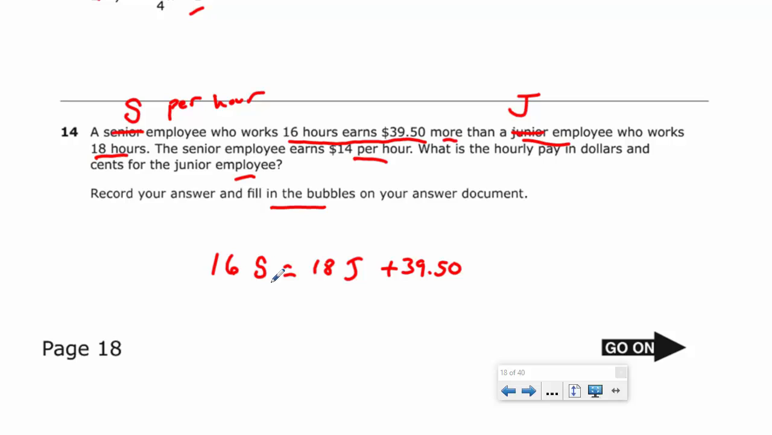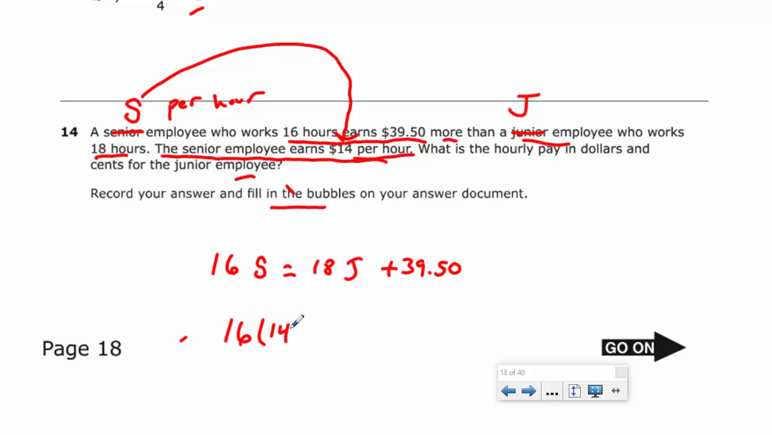All right, we need information here to solve that, and here's what they're telling you. The senior employee earns $14 an hour. So what they're giving you is the value of S, which is nice of them. So S is 14. It's 16 times 14, and this will equal 18J plus 39.50. So basically we have a single equation. We can solve this with a calculator now.